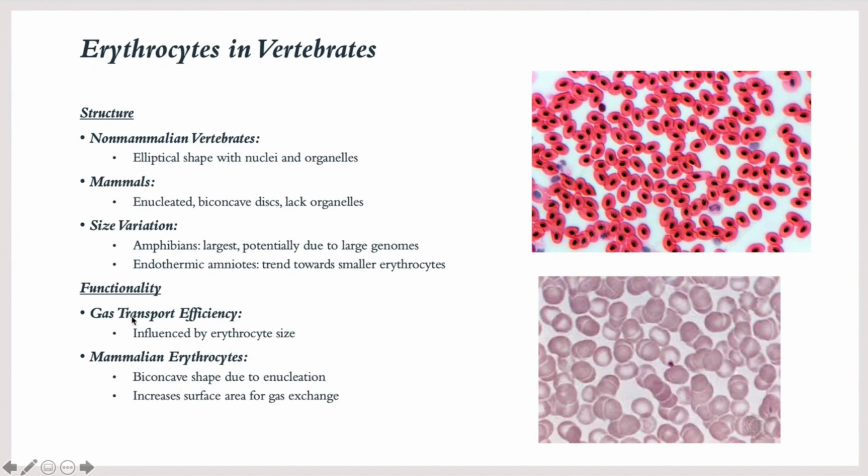Now, the functionality. So, the gas transport efficiency is determined by the size of the erythrocytes. Okay? Usually, the bigger the erythrocyte, the more efficient the gas transport could be. The mammalian erythrocytes are a biconcave shape because of the enucleation, of course, where they don't have their nucleus. And this increases the surface area for gas exchange so that they're able to take in more oxygen and more carbon dioxide, to either pass the oxygen to the cells and the tissues that need them, or to pass the carbon dioxide out of the body.